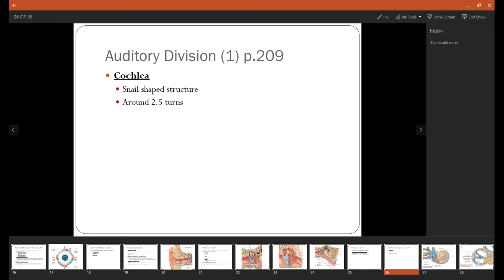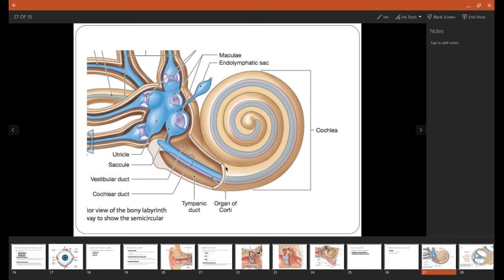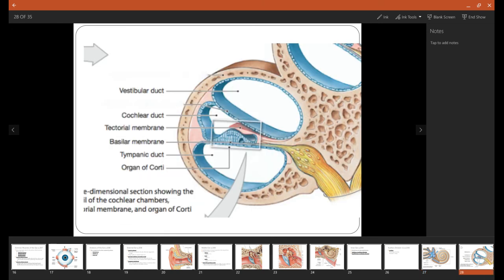It has internal structures, which you'll get more into in physiology. But here is the cochlea. See, it spins right here, looks like a snail. Here's the inner portions of it.